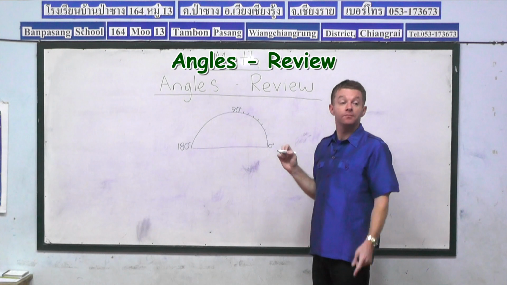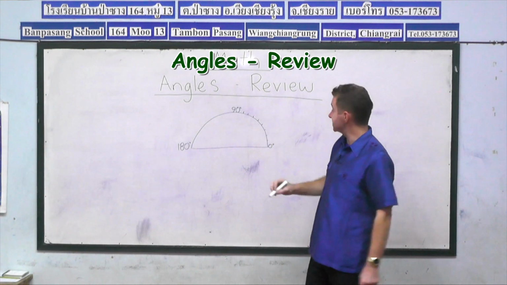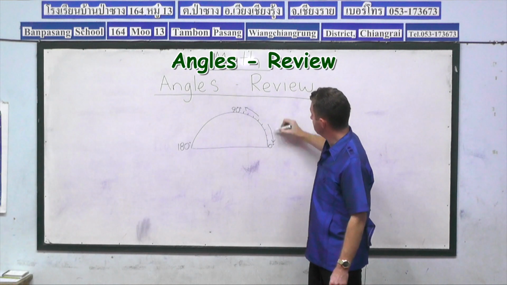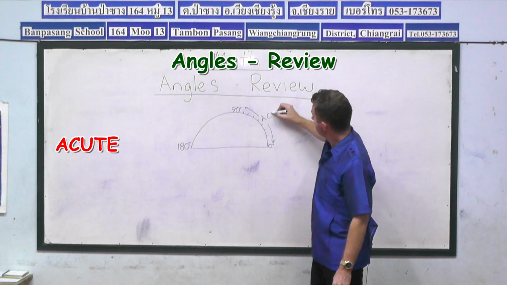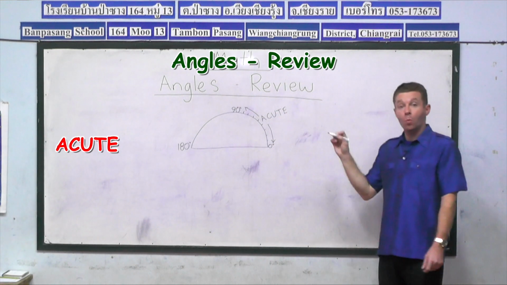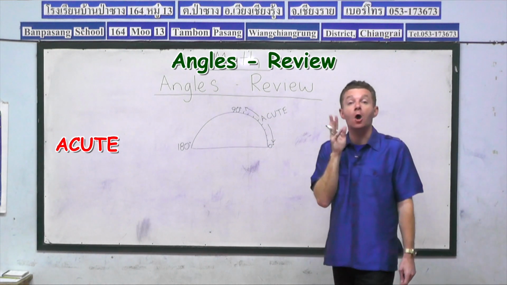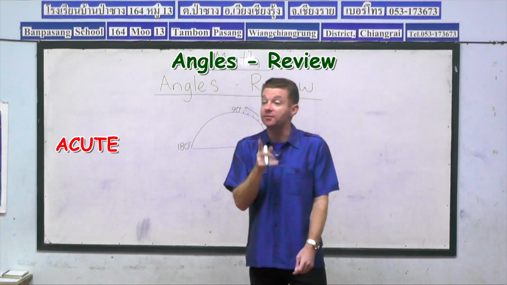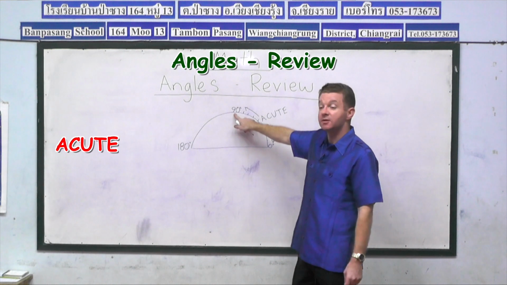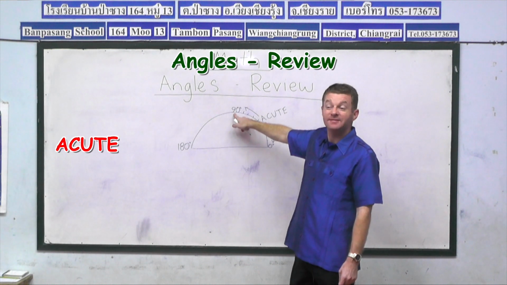Now, can anybody remember the name of the angles that go from 0 degrees to 90 degrees? What are they called? Acute angles, yes. Any angles that are from here to here, acute. 1 to 89 degrees are acute angles. And then when we reach 90 degrees is another specific type of angle. What angle is 90 degrees?